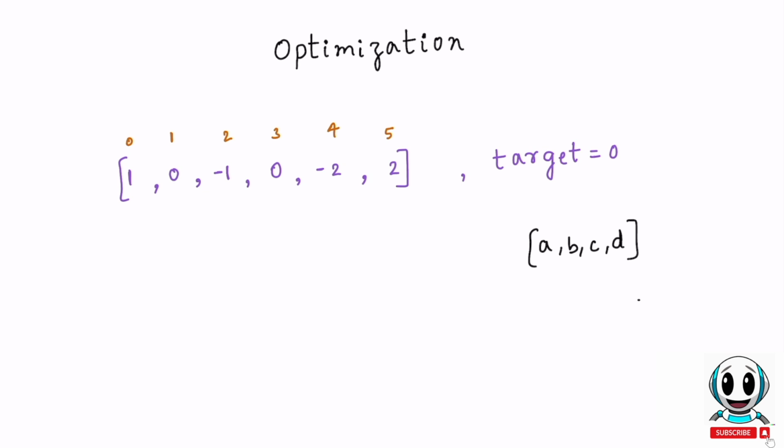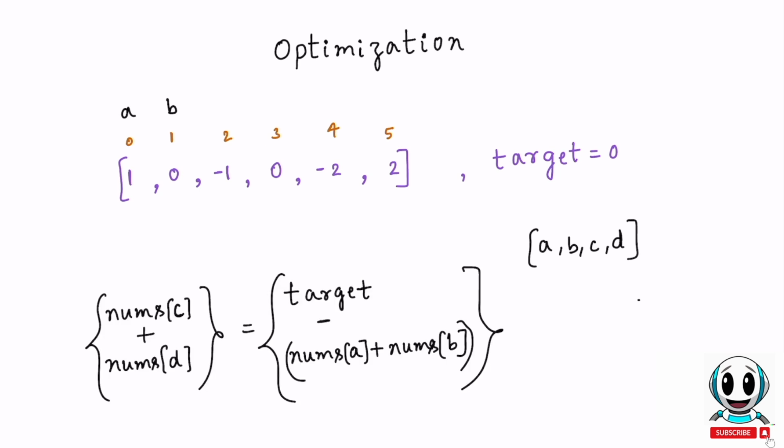Let's say we have already picked indices A and B. Instead of trying all the remaining indices for C and D like we do in the brute force approach, how about we try only those indices that satisfy this condition? Since we have already picked A and B, we know the sum of A and B, and we know target. Whichever indices we pick for C and D, the sum of C and D should be equal to target minus sum of A and B. So from the remaining indices, we have to pick indices C and D such that the sum of elements at index C and D is equal to this.